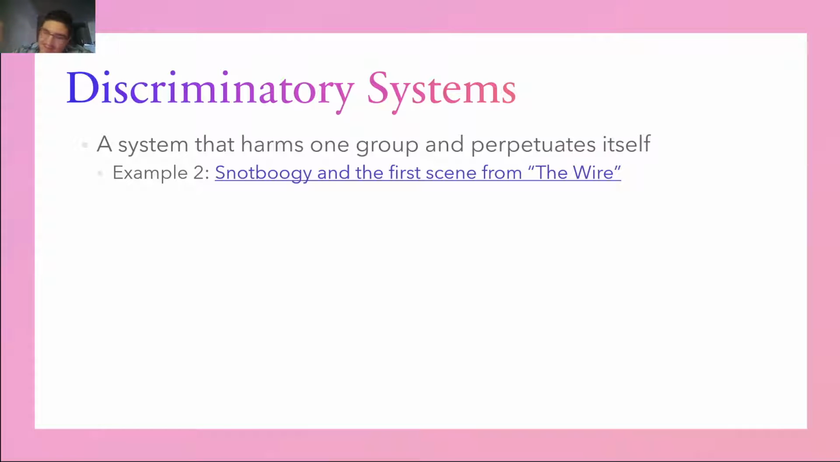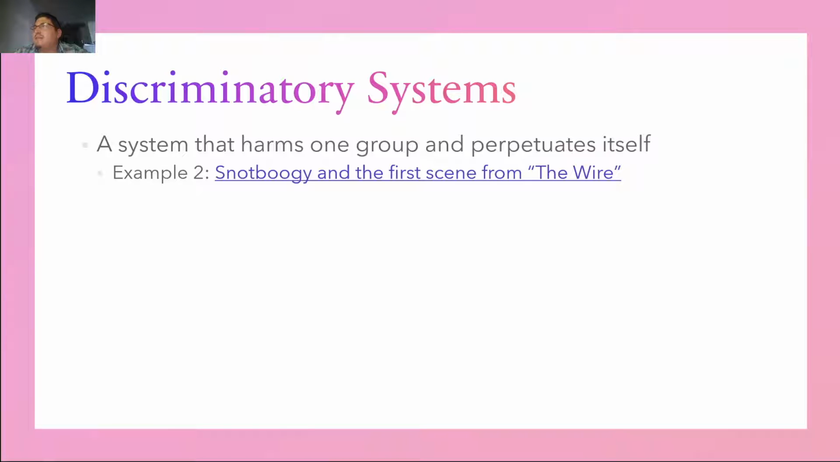I have this here. So this example I'm going to use for discriminatory systems is going to come from the very first scene of The Wire. Now, I could click this and show this on this YouTube video, but then it's going to make it hard to publish this on YouTube. So I'm going to let you guys click on this. I'll have the link down below in the description.